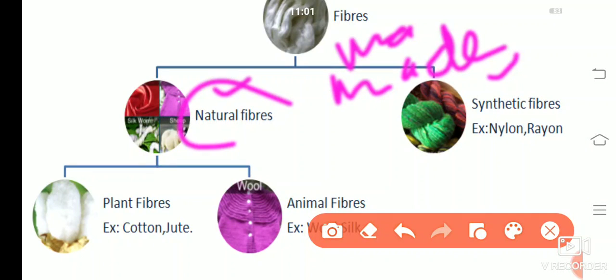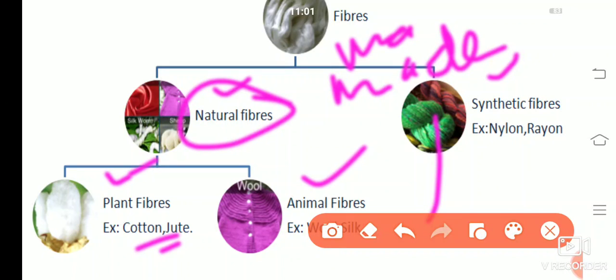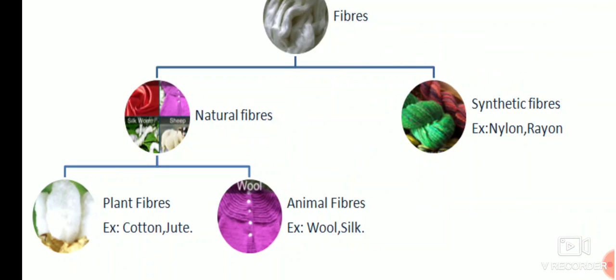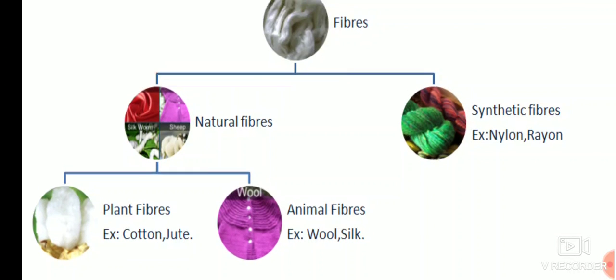Now again, natural fiber is of two types. The fibers which are obtained from plants are called plant fibers, and the fibers which are obtained from animals are called animal fibers. Examples of plant fiber are cotton and jute. Examples of animal fiber are wool and silk. Similarly, synthetic fiber, which you will study in further classes, examples are nylon and rayon.